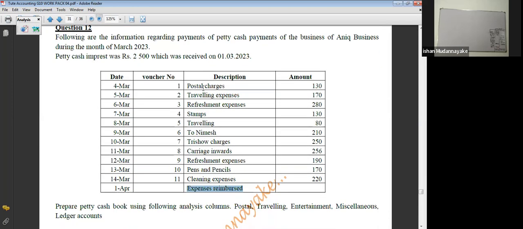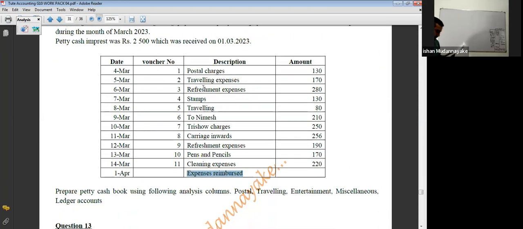Reimbursement of the main cashier, 1st April. And then here, prepare petty cash book using the following analysis columns: postal, traveling, entertainment, miscellaneous. Miscellaneous means sundry expenses. Okay, miscellaneous or sundry. Different types of petty cash expenses: sundry expenses, miscellaneous expenses, and ledger accounts. These are the columns: postal, traveling, entertainment, miscellaneous, and ledger accounts.